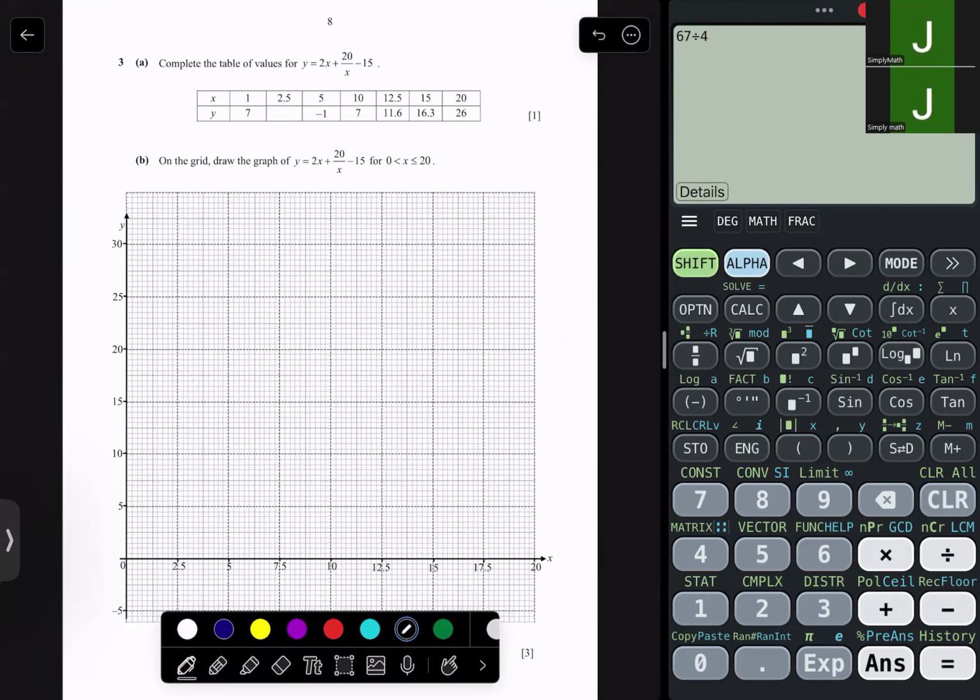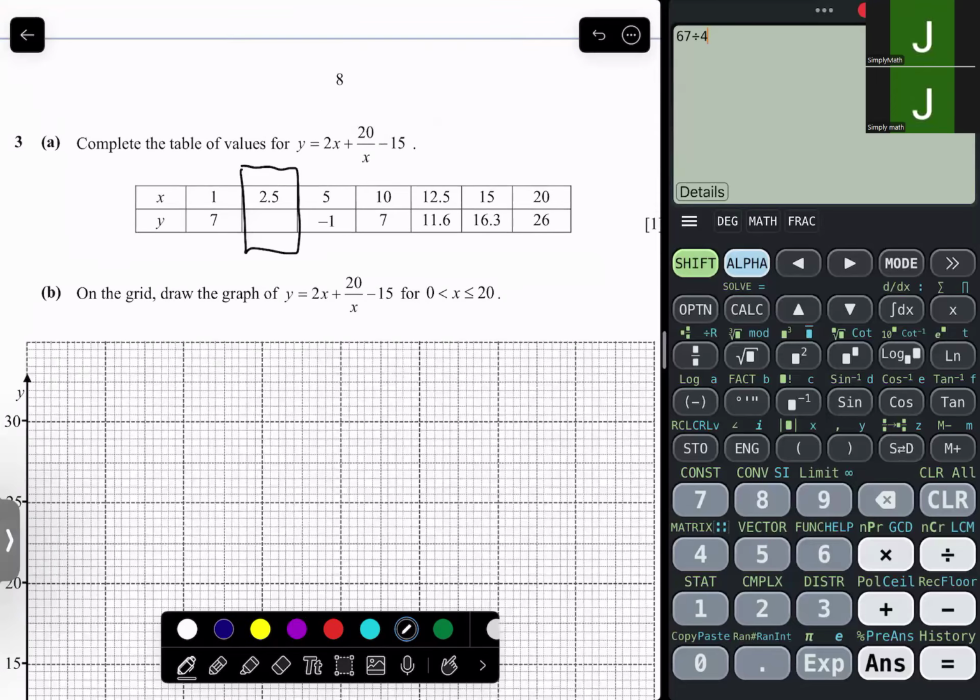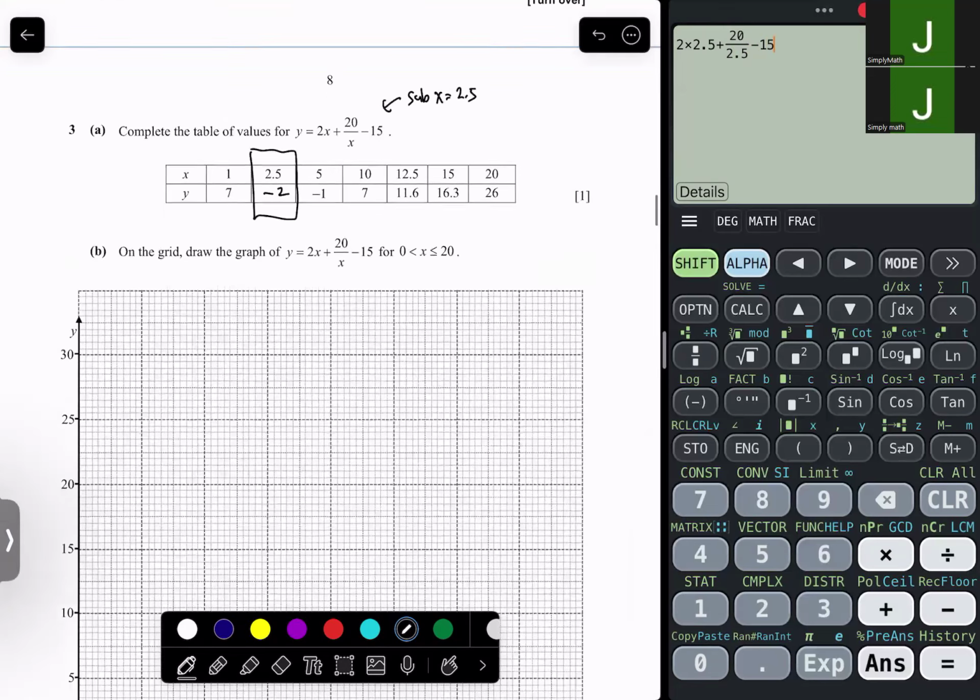Now, complete the table of values for y equals this, and then we have a blank down here. So this is literally a free mark that we should always get if this kind of question appears. Sub x equals 2.5 into the equation. So we'll have 2 times 2.5 plus 20 over 2.5 minus 50. So this is negative 2. The numbers are quite friendly, I guess.